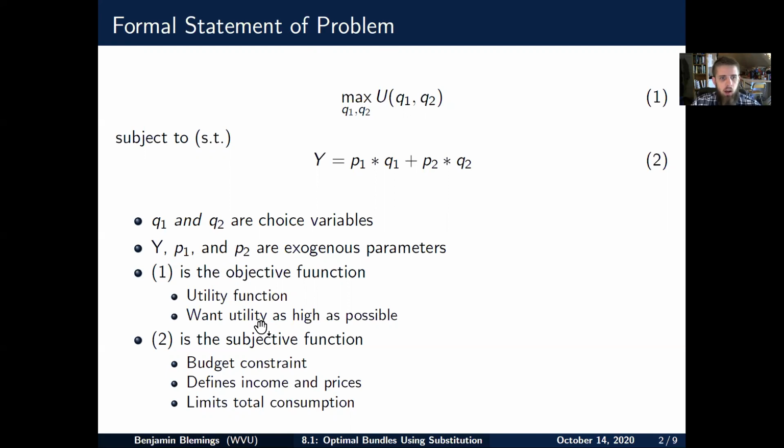And so we have 1, our objective function, the utility function, where we want the highest amount of utility possible, and 2, our budget constraint. It tells us what our income is, what the prices are, and what the total set of possible bundles that we can actually afford are. And so we want the highest utility subject to having to choose a bundle that we can afford.